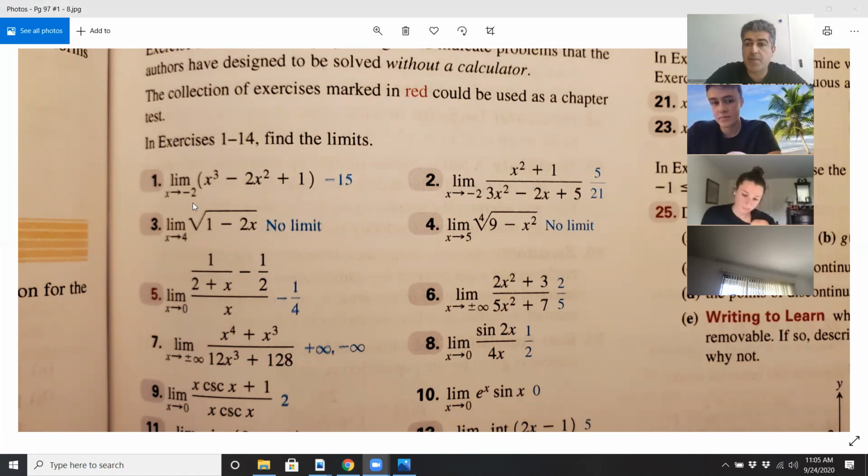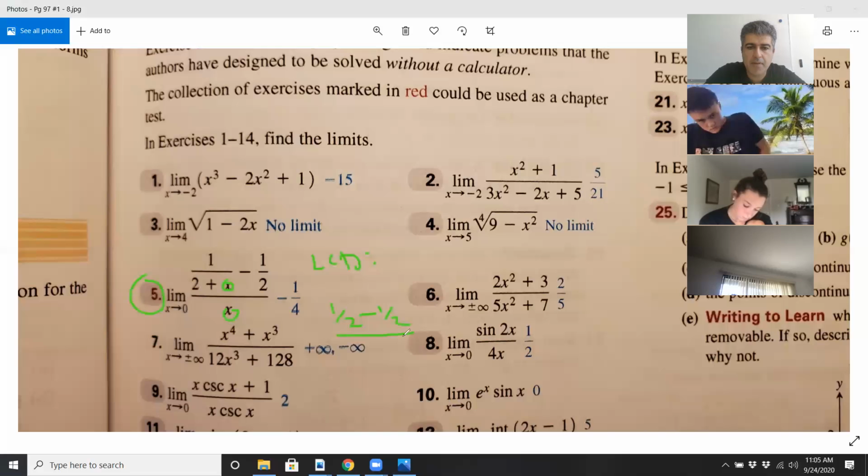Okay, number 5, I like this one a lot. This will be on our test for sure. I could put it either multiple choice or free response, but I still need to see your work. You have to do this. You've got to find the LCD. See, if you were to plug in 0 right now, you have a problem. 0 is no good, right? So we've got to get a little creative here. Our LCD is going to be 2 times the quantity 2 plus x.